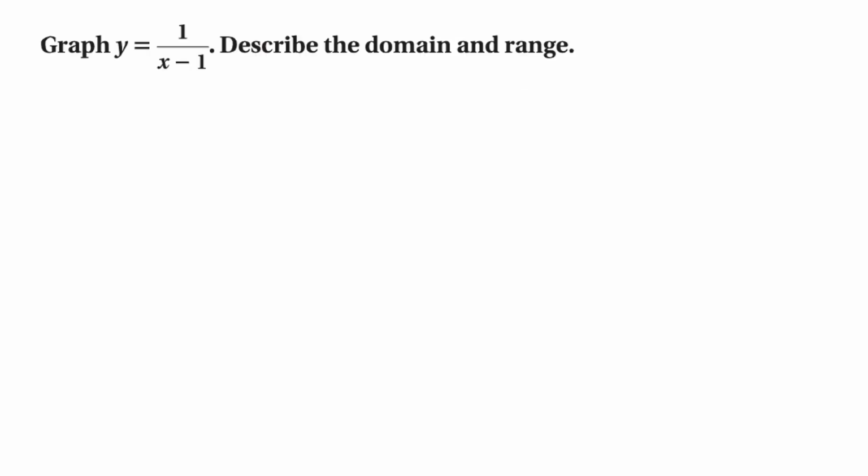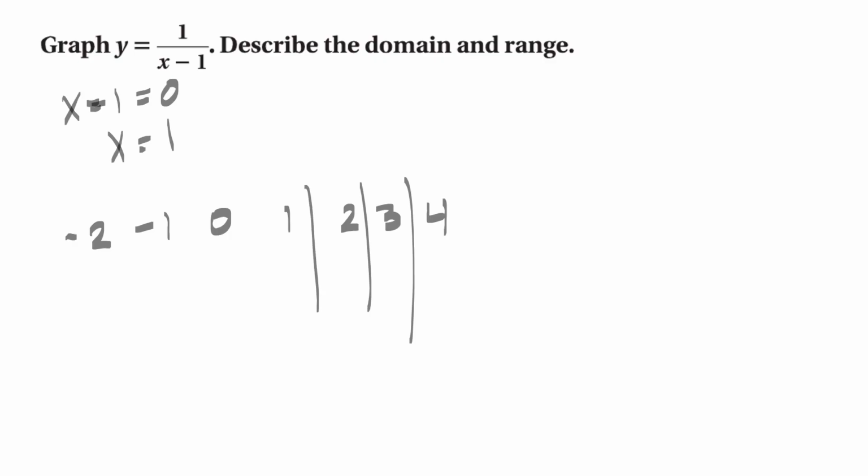So we're going to go ahead and graph this. Again, the first thing we want to do is look for that excluded value. So we have x minus 1 equals 0, so x cannot equal 1. When we're making our table of values, we want to do a few values smaller than 1 and a few values greater than 1. So we're going to do negative 2, negative 1, 0, 1 is our excluded value, 2, 3, and 4.